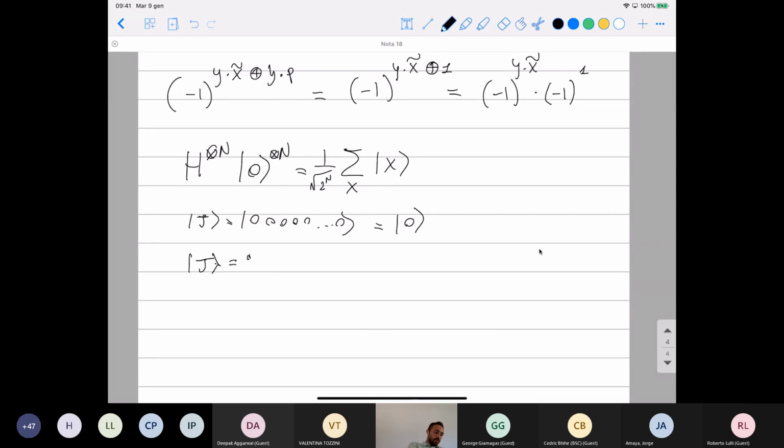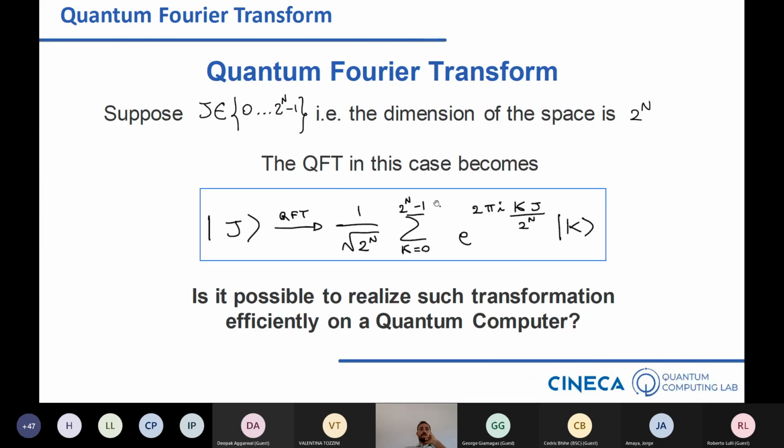equal to whatever number, so 54, which is some binary string. I don't know which binary string it is, like 1, 0, 1, 0, 0. So this is the meaning of the quantum Fourier transform. The Hadamard on n qubits is a special case of quantum Fourier transform.